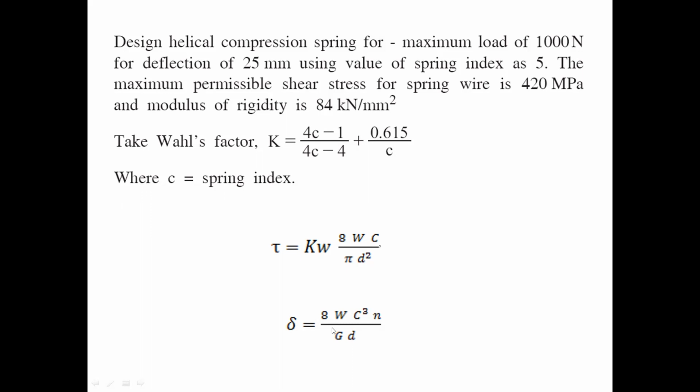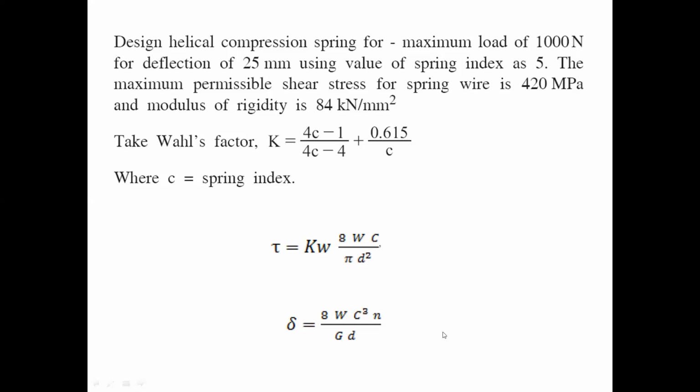This is a numerical problem based on the spring chapter. Design a helical compression spring for a maximum load of 1000 Newton for a deflection of 25 mm, using the value of spring index as 5. The maximum permissible shear stress for the spring wire is 420 megapascal and the modulus of rigidity is 84 kilonewton per mm square. The wall correction factor is given.